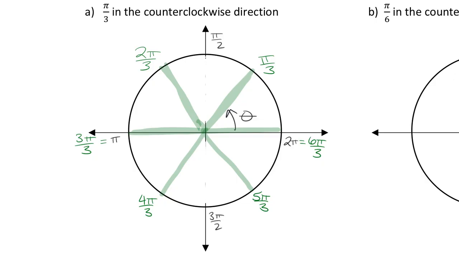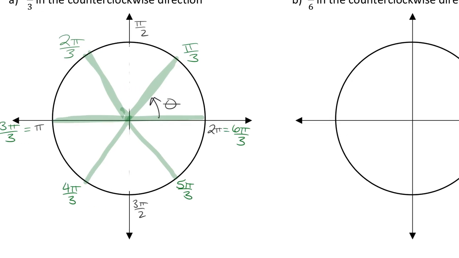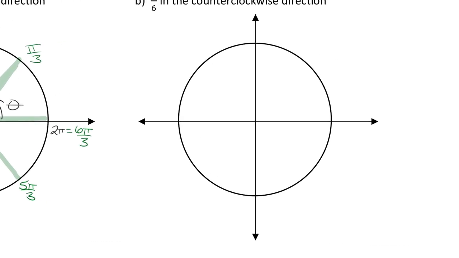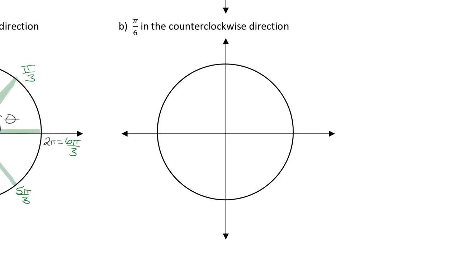Okay, last one that we're going to slice this by. Oh, I'm waiting. All right, this time we're going to slice it pi over 6 in a counterclockwise direction. Yeah, I heard the deep sigh, and you're right. Here we go. We know that all the way around is 2 pi.